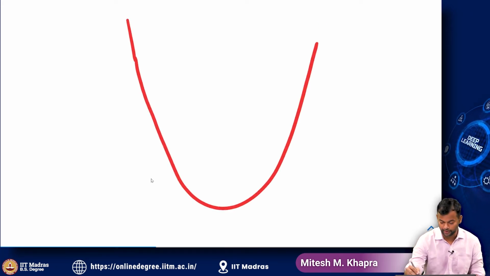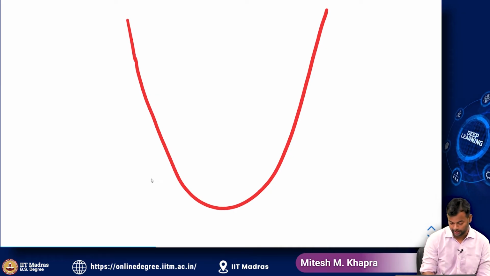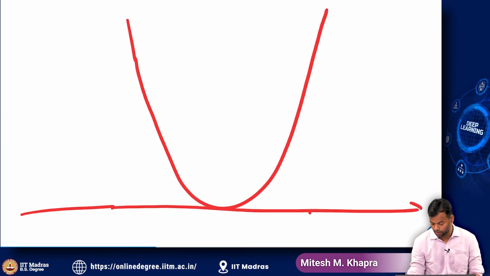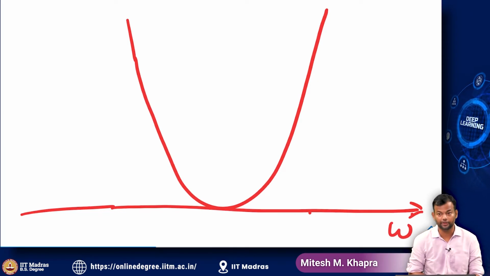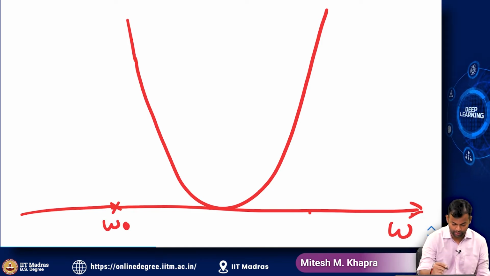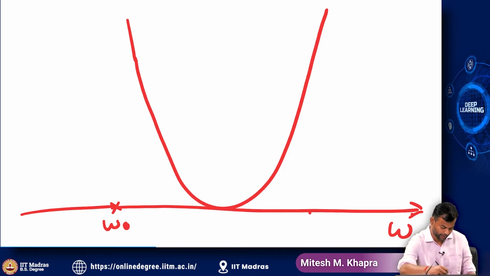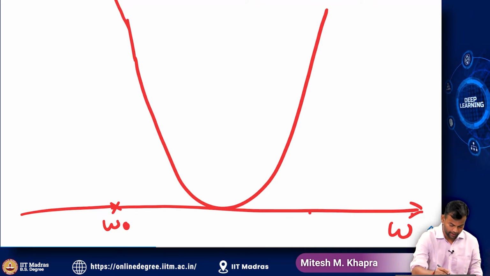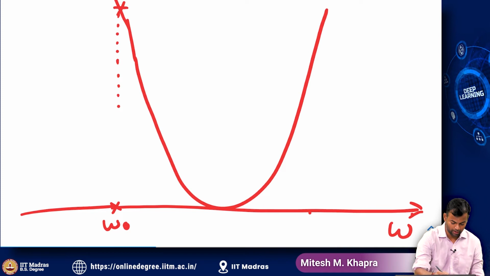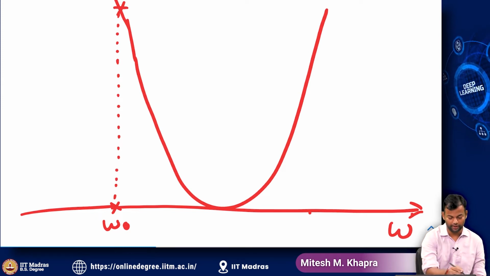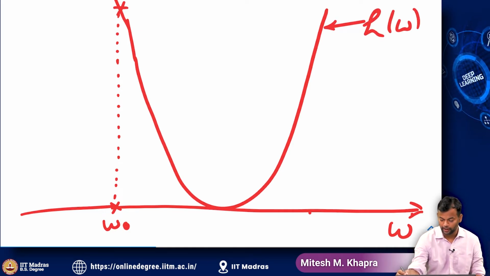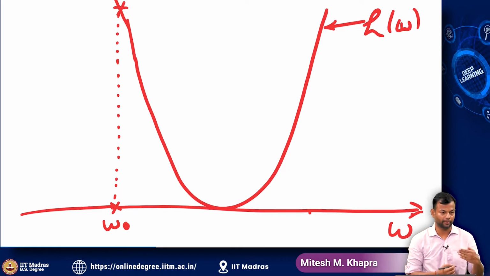So suppose this is what my loss function is, and say this is my W axis, right? So this is what my weight axis is, and say I started off with some value of W naught. Let me just extend this, and say this was the loss that I had. So this is my loss curve. This curve that you see here is L of W, and I started off with some value of W, and this is what my loss was.